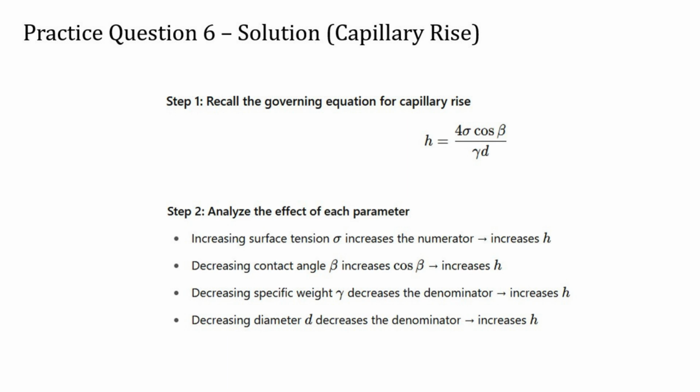If the surface tension increases, it drives a greater upward force at the interface, which increases the height. A smaller contact angle increases the cosine term, which also boosts the numerator, raising the height. On the other hand, a larger specific weight means the fluid is heavier, which increases the downward force and thus decreases the height. Similarly, a wider tube increases the diameter, making it harder for surface tension to pull the fluid upward, which also reduces the height.